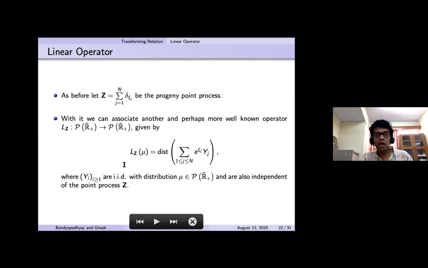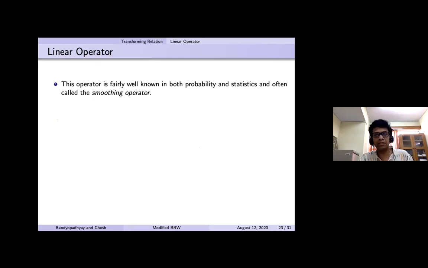So what is it? Once again, it takes certain non-negative random variables Y, multiplies them with the exponentiation of the points given by the point process, and adds them up. So it's kind of an averaging process. It is called linear because it is a linear type of function on the random variables. Now this linear operator, by the way, is a very well-studied operator in probability and, more so, in statistics, where it is called a smoothing operator.